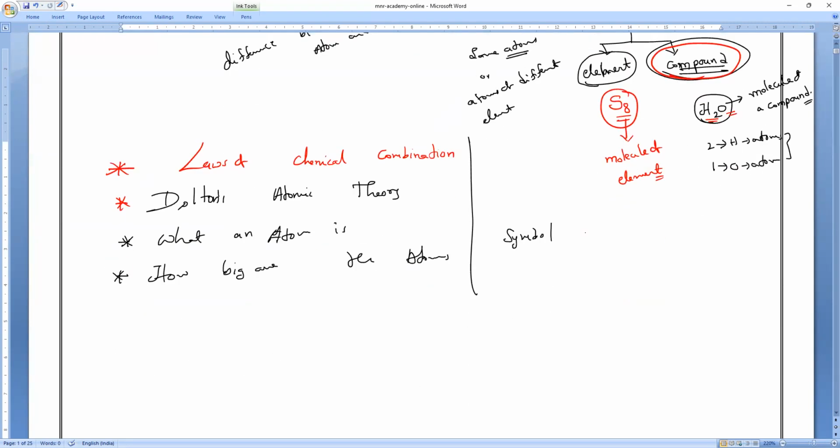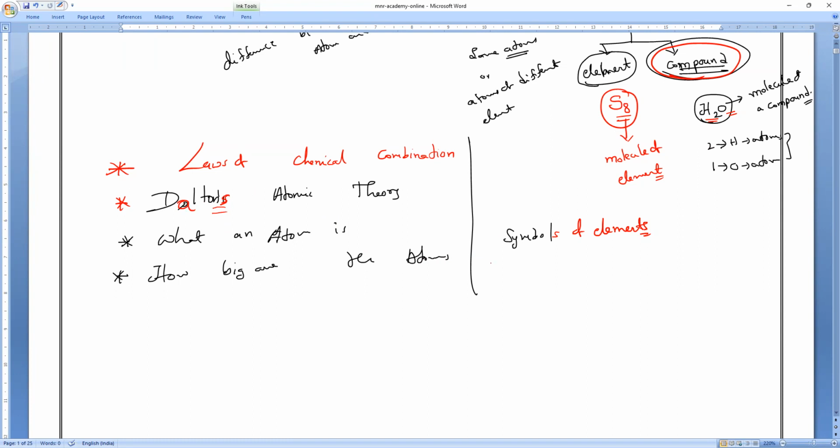Any doubt? Yes, sir. Yes, ma'am. Tell me. Ask me, Ram. Sir, what is that atomic theory name, sir? Dalton's atomic theory. Dalton's. Clear? Yes, sir. D-A-L-T-O-N-S. We'll discuss, don't worry.